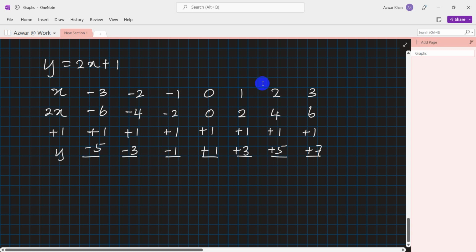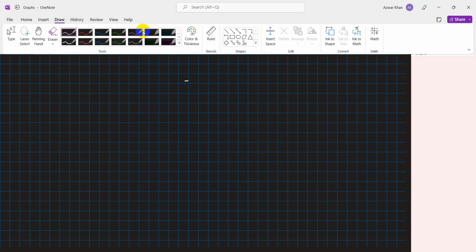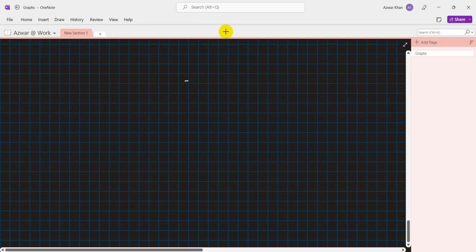So now I have x values and y values. Now it's easy for me to plot the coordinates, and I can draw the graph which is y equals x plus 1. So my x value ranges from plus 3 to minus 3, whereas my y values range from plus 7 to minus 5. So we'll draw more accurately this time. Let's try to draw more accurately.